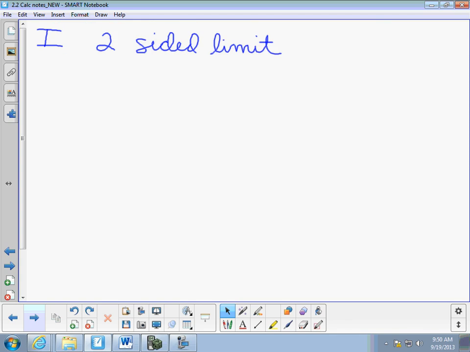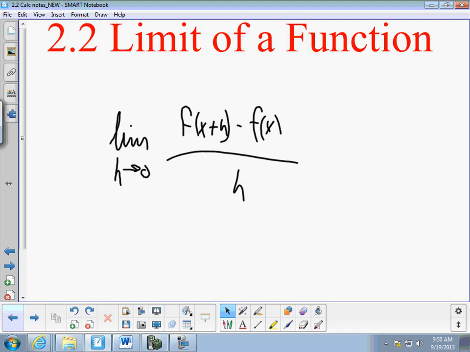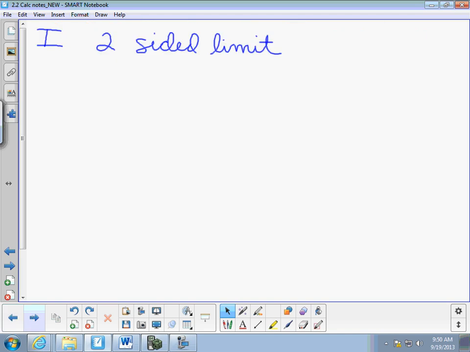First of all, we're going to talk about what's called a two-sided limit. When you see this symbol, limit as h approaches 0, that means I'm approaching 0 from either side of 0. I could be coming to 0 from the positive side. I could be coming to 0 from the negative side. Both sides. When you see that notation, limit as h approaches 0, or when it's anything approaches 0, it's a two-sided limit, both sides. You've got to be approaching.